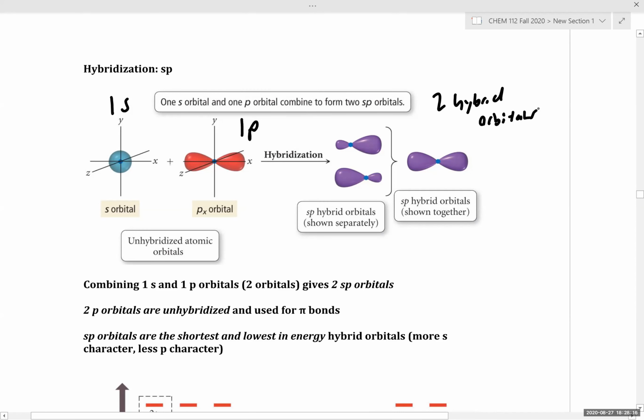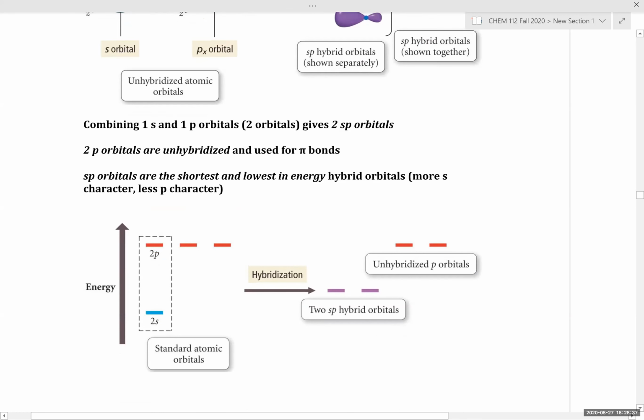As we can notice already, we can clearly see that the orientation of our sp orbitals is different than that of the sp2 hybridization. Now, we're always paying attention to what is left behind after hybridization, and we notice that after hybridization, we have two p orbitals that are unhybridized, and these p orbitals can be used for pi bonds. So we can form up to two pi bonds in the sp hybridization framework.